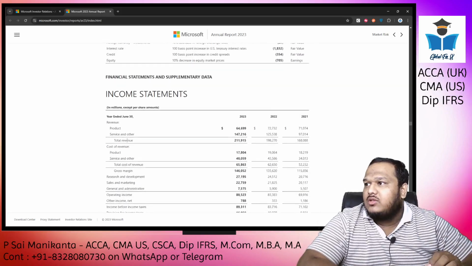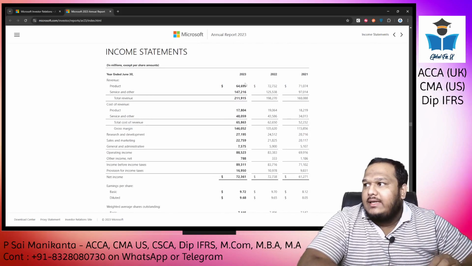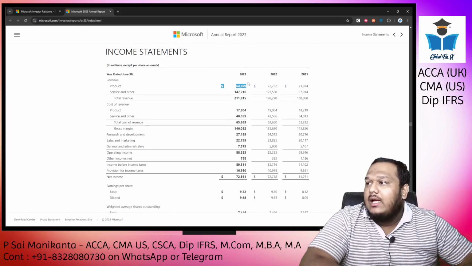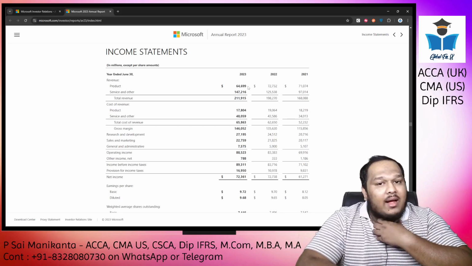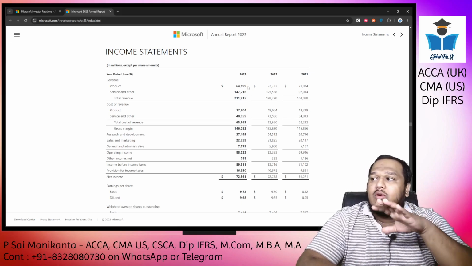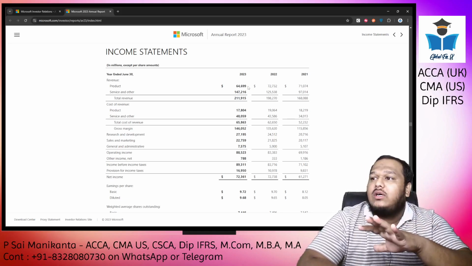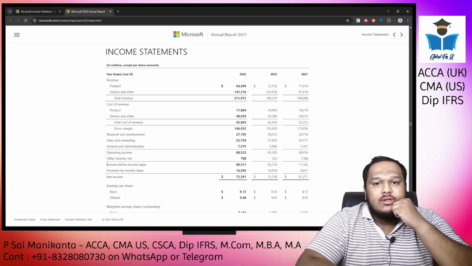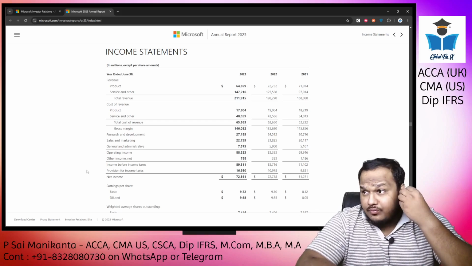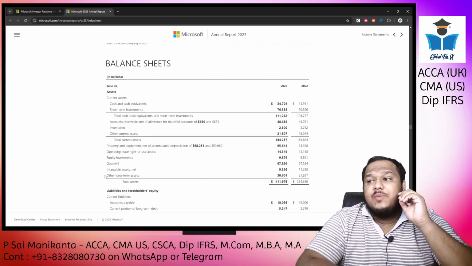So if I just go to the income statement, it says product sales is 64,699. Last year it was 72,000 million, whereas this year it is 64,000 million. I'm reading this. I have no clue why there was such a substantial fall in the product revenue. Almost 10%, more than 10%. Why did the product revenue decrease by 10%?